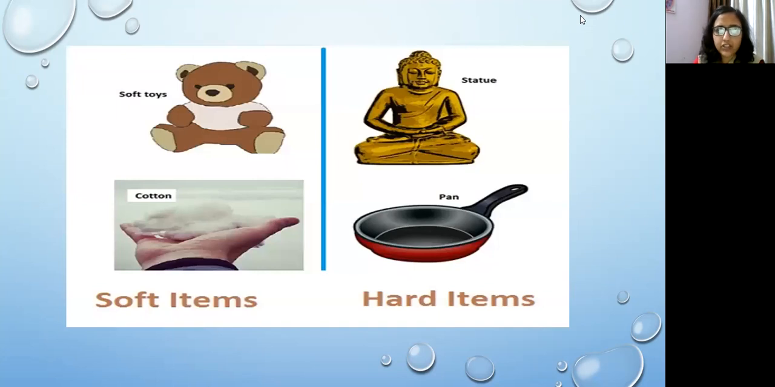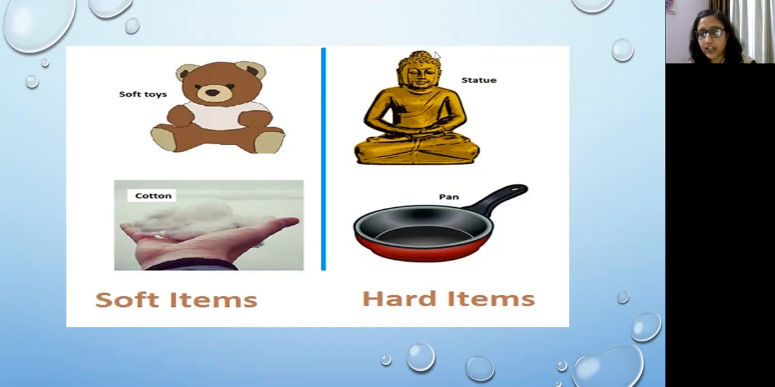Okay, so here is a picture displaying soft and hard items, or soft or hard materials. If you see over here, soft toys. So I can easily compress a soft toy, isn't it? I can easily compress a piece of cotton. Taking cotton in my hand, I can change its shape. Okay, so that is why these are soft items.